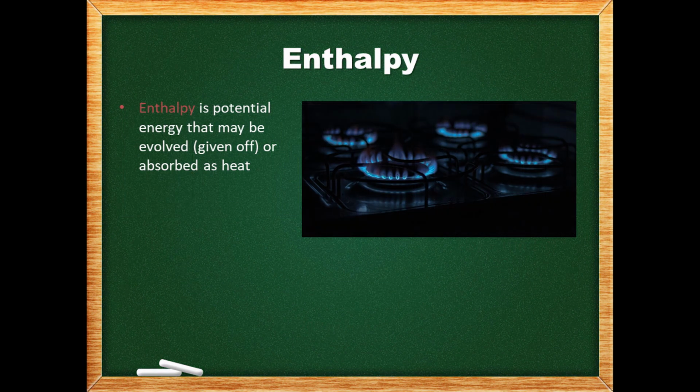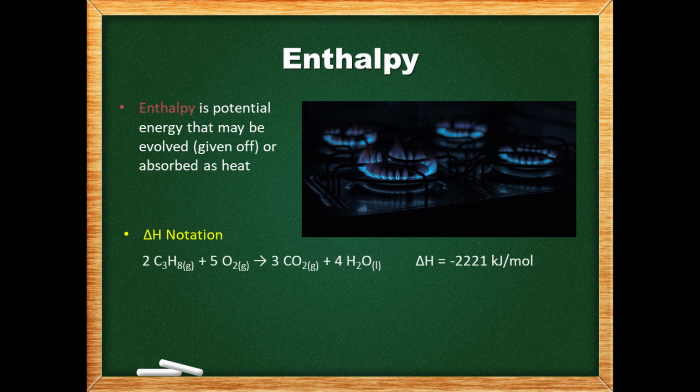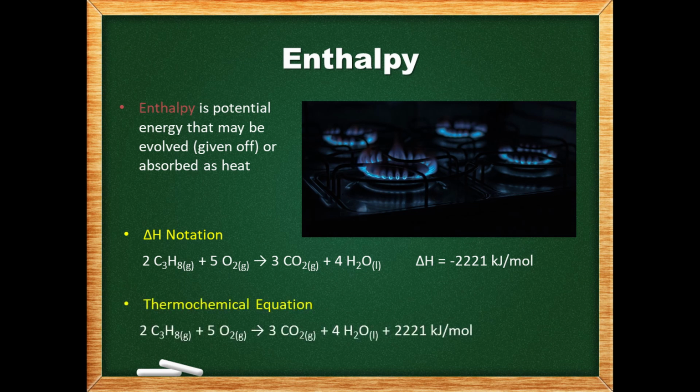Enthalpy is potential energy that may be evolved or absorbed as heat. A general change in enthalpy is symbolized as delta H. There are two ways to express the delta H value associated with a chemical reaction. Delta H notation is when the energy change is written after the equation following a delta H equals symbol. A thermochemical equation includes the energy change as an integral part of the chemical equation.